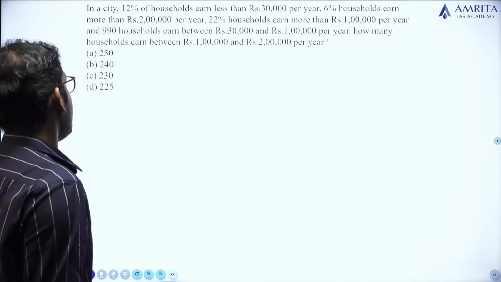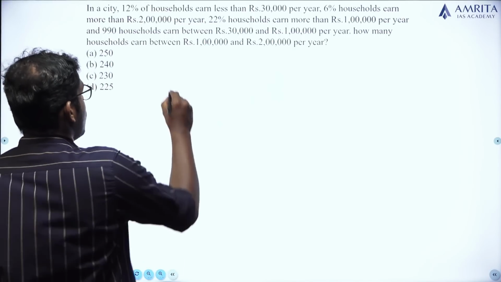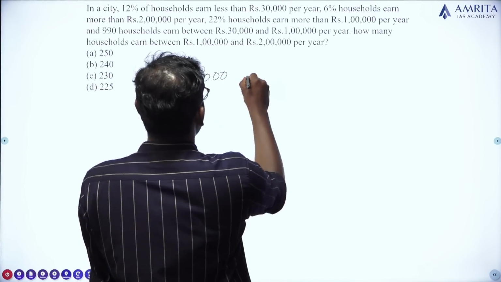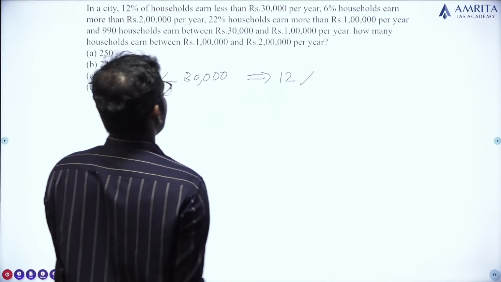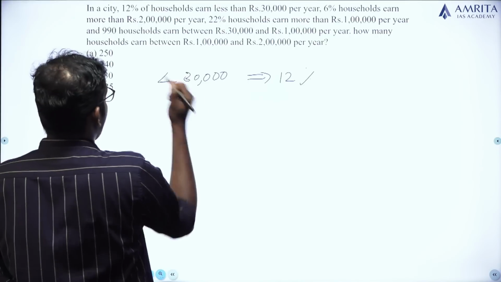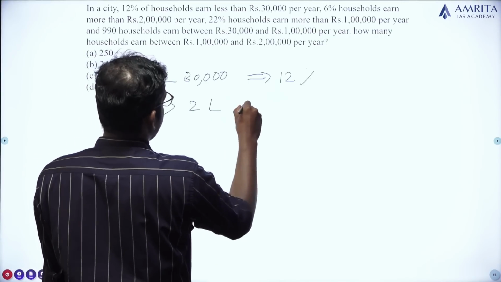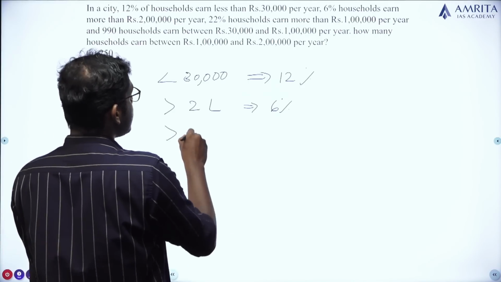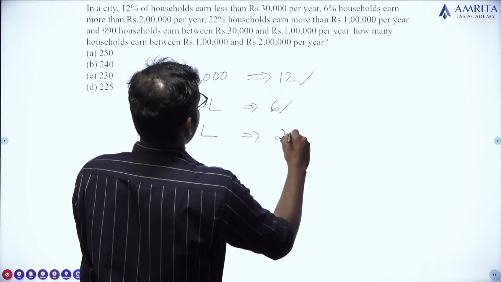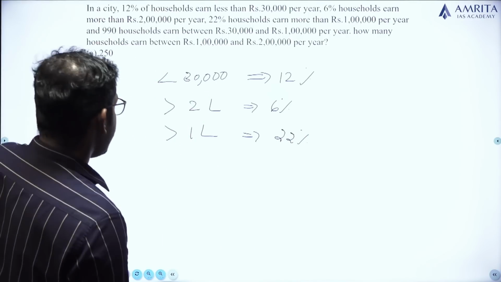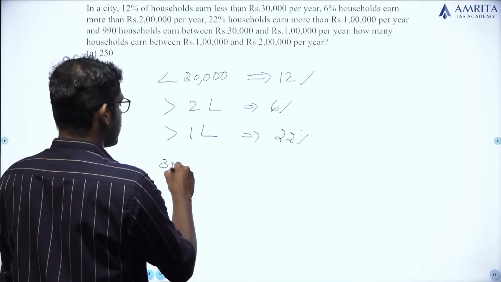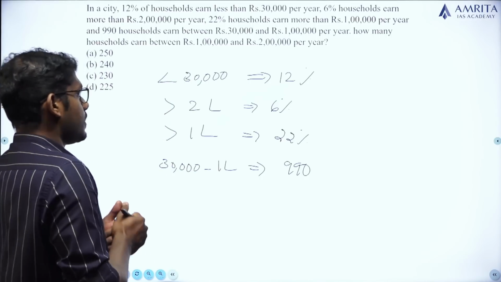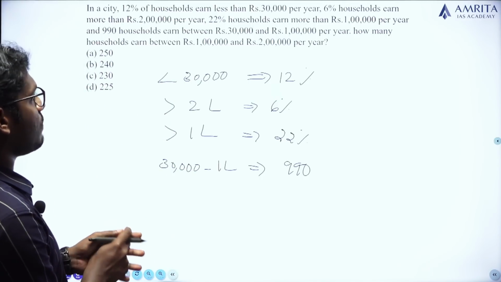This is the question. Okay, so less than 30,000, what is the percentage of households? It is 12%. 6% of households earn more than 2 lakh. Then more than 1 lakh, 22%, right? And 990 households earn between 30,000 and 1 lakh. Clear? Okay, fine. How many households earn between 1 lakh and 2 lakh per year?